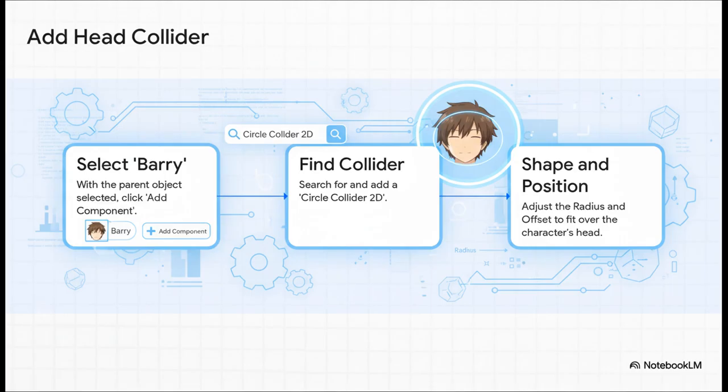A big circle will probably appear right at his feet. It's way too big, so first, let's find the radius property and just shrink that down until it's about the size of his head. Then, just like we did with the snowboard, we'll use the offset Y value to move it up, and maybe nudge the offset X just a tiny bit to get it positioned perfectly over his noggin.